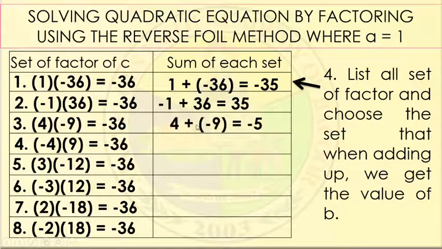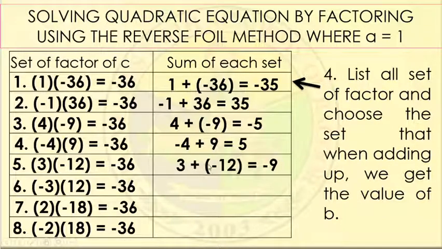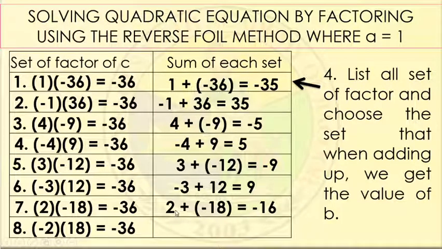Okay? Then, 4 plus negative 9, the answer is negative 5. Negative 4 plus 9, the answer is 5. Next, we have 3 plus negative 12, the answer is negative 9. Then next, negative 3 plus 12, the answer is 9. 2 plus negative 18, the answer is negative 16. And negative 2 plus 18, the answer is positive 16. Okay, so yan na ngayon yung mga sum of factors.